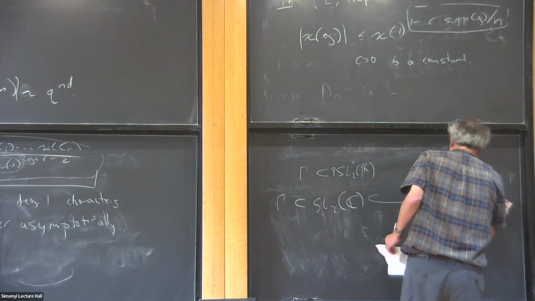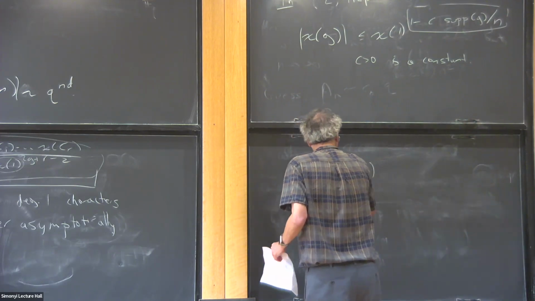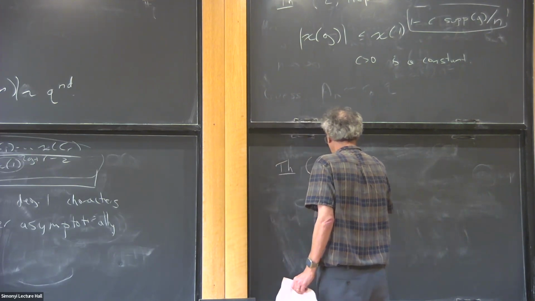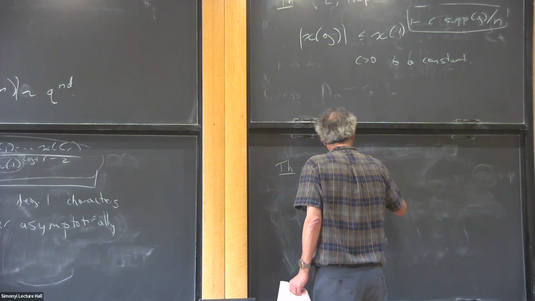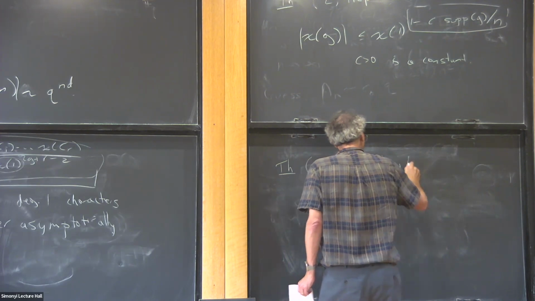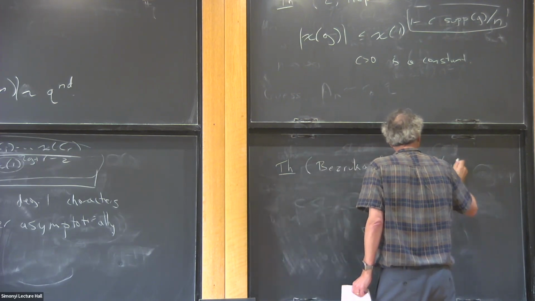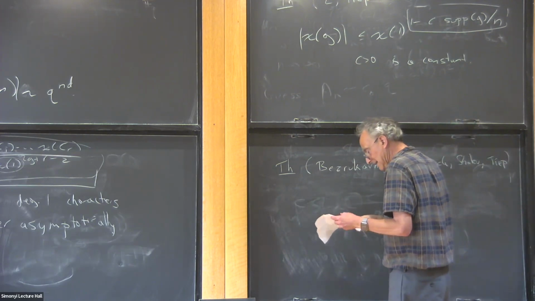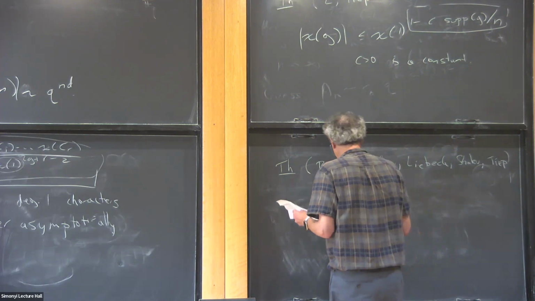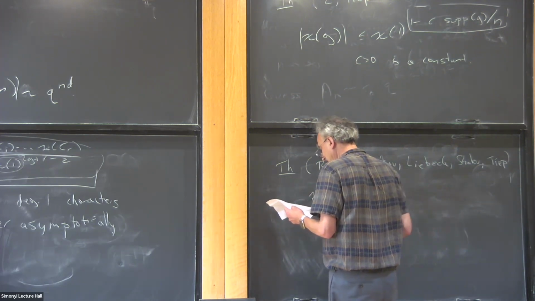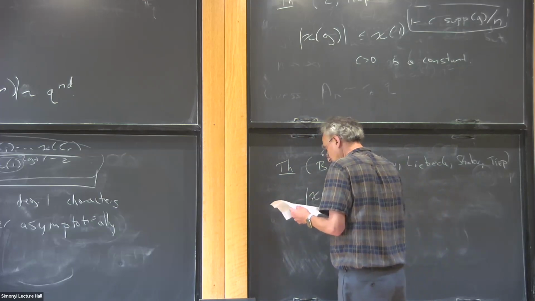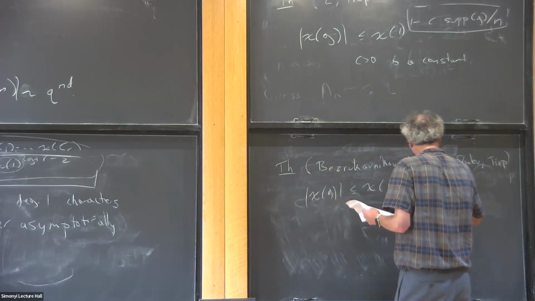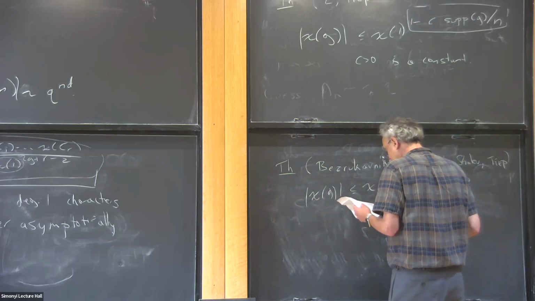So instead, we'll use a different result. This is a theorem due to Zariski-Dense, Liebeck, Shalev, and Tiep. It says the following: chi of G is less than or equal to chi of 1 to the power of 1 minus the support of G divided by n.